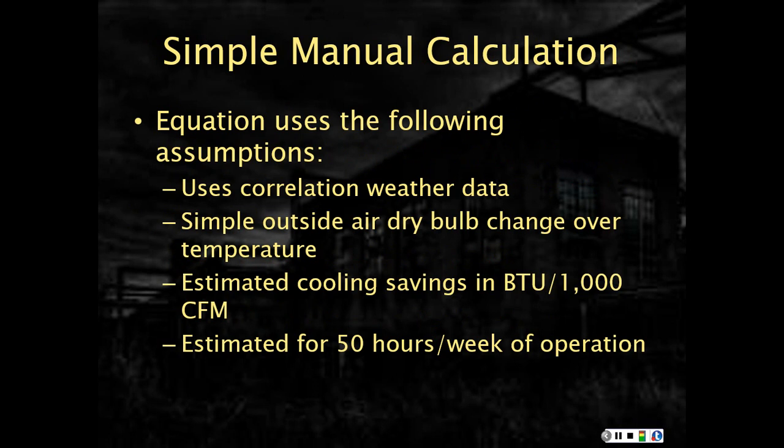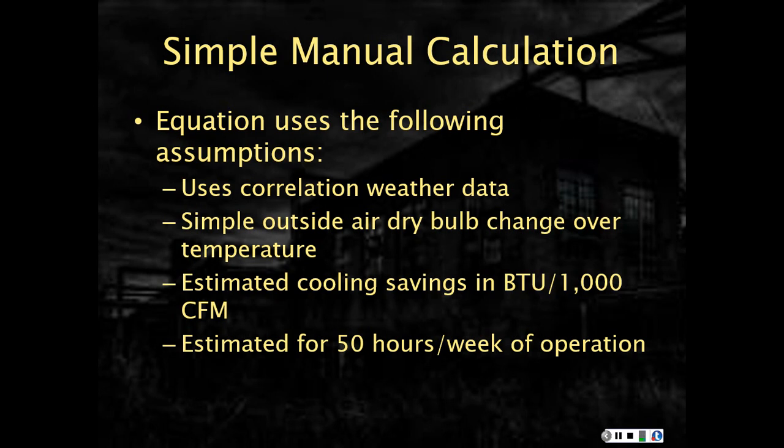Simple manual calculation. We're going to use correlation weather data, which is in your weather packet. We're going to use simple outdoor air dry bulb changeover. So this does not use a complex enthalpy type situation. We're going to use estimated cooling savings in BTUs per every 1,000 CFM. And then we're going to estimate for 50 hours per week operation. So these correlation tables unfortunately have to come up with some sort of starting point situation.